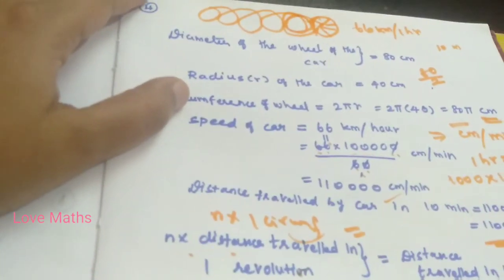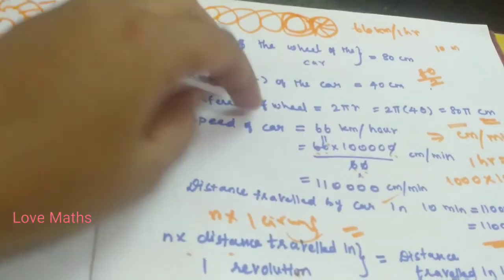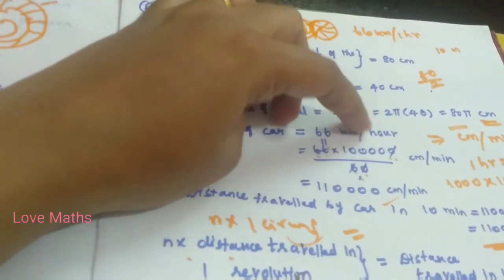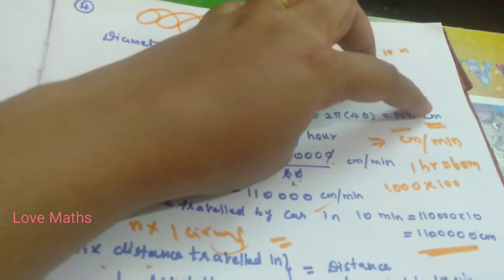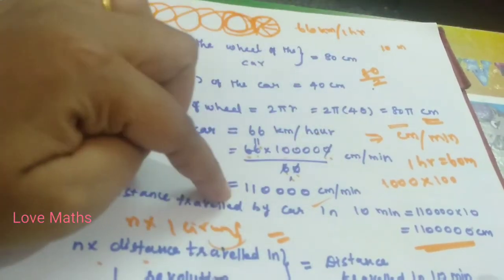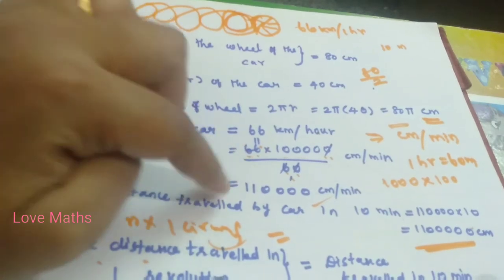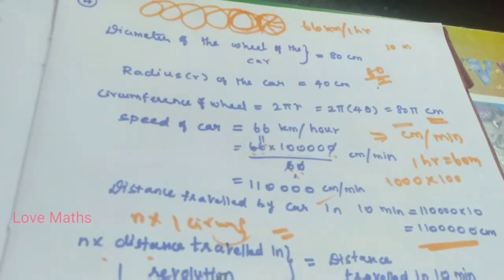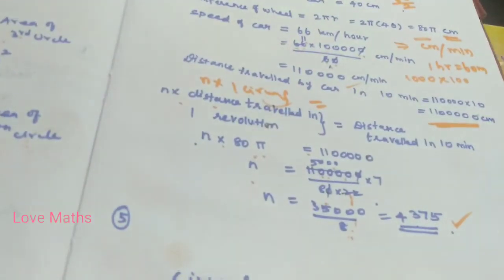So totally in 10 minutes it covers 4375 rotations. Here they gave kilometer per hour, but the question is in centimeter and minutes. So this kilometer per hour you have to convert. Per 1 minute you find, then 10 minutes, and equate both. That's all. Is it clear?